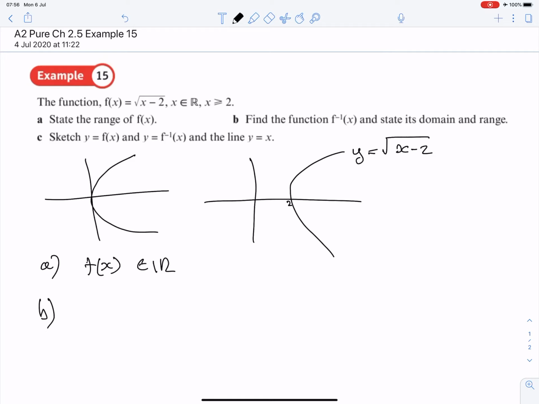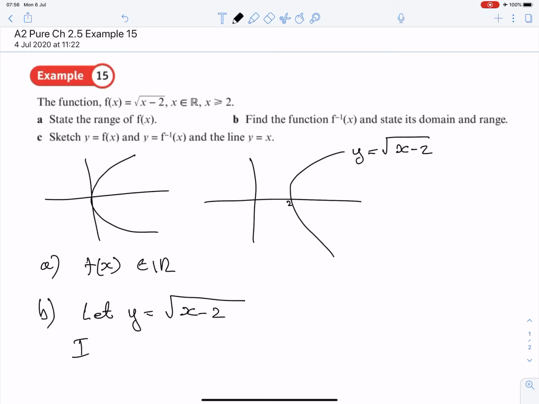So let y equal the square root of x minus 2, and we should know now that the domain of the inverse function is the same as the range of the original function. So the range is the y values and the domain are the x values. So if the domain of the inverse function is equal to the range of the original function, we can interchange the x and y.